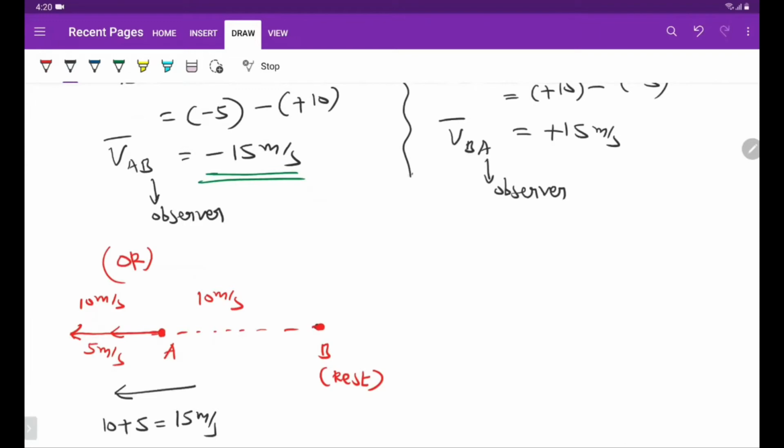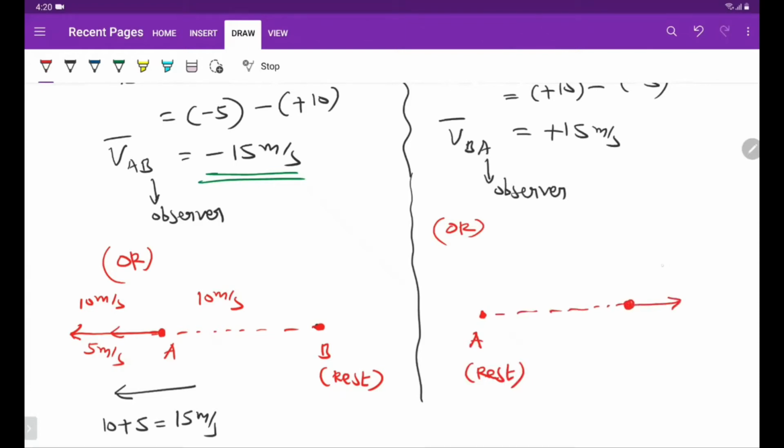So we can solve this problem using this technique. Simply, A is the observer. So assume that A is at rest. A is not at all moving. A is at rest. Now B is the only one moving. B already has a speed of 10 meter per second, we know.